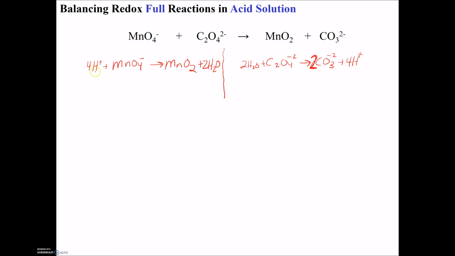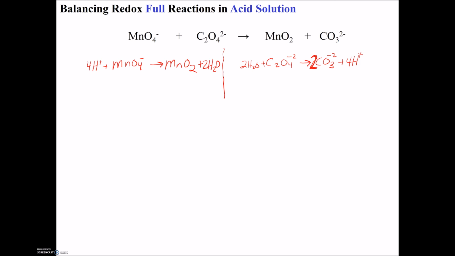All right, now if we look, 4 hydrogens, 1 manganese, 4 oxygens, 2 plus 2 is 4 oxygens. Over here I have 4 hydrogens and 4 hydrogens, 2 oxygens plus another 4, so that's 6 oxygens. 2 times 3 is 6 oxygens here. Oxygens are good. Atoms balanced, check.